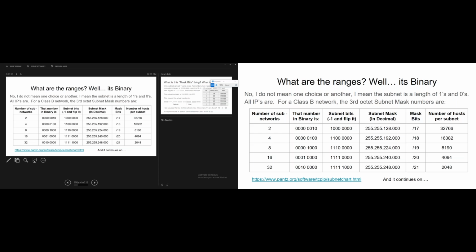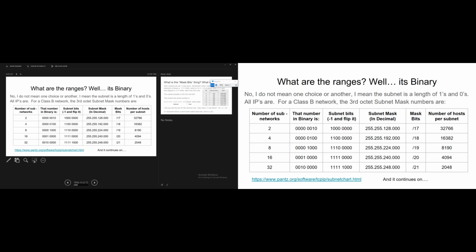Can't steal from one without having to sacrifice from the other. It's just that simple. So I really have to consider how many machines are in this network. Now the really confusing part is this mask bits. This mask bits is driven by the binary math. How many ones and zeros do I have? And in fact, specifically, how many ones do I have?